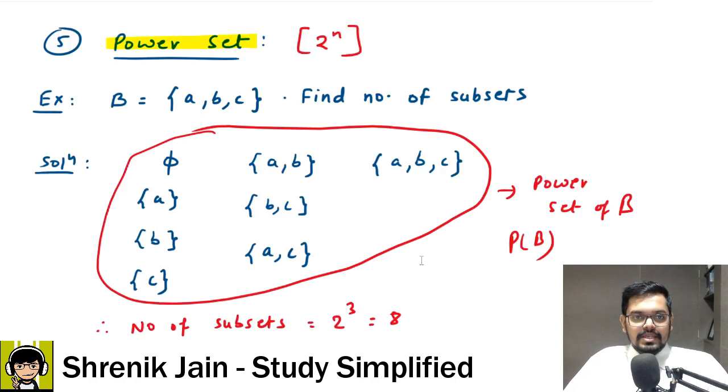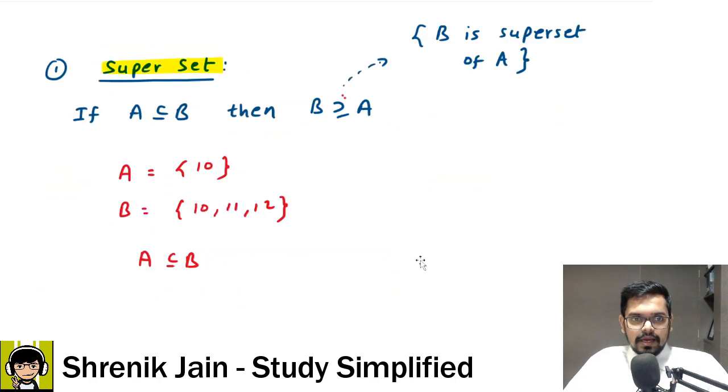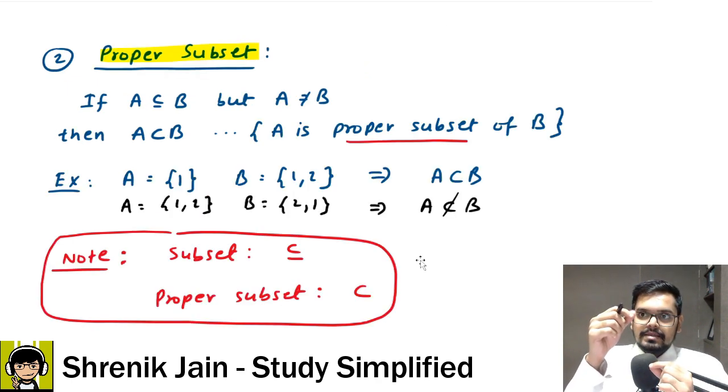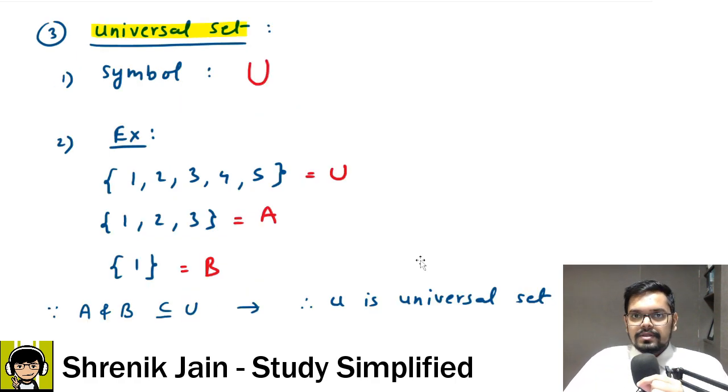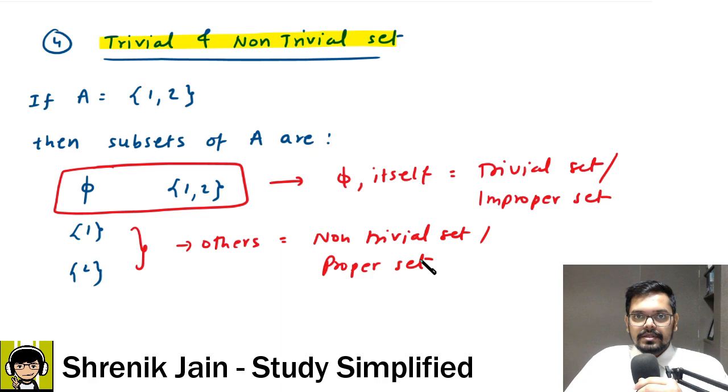Now it's turn for the examples, but before going to the examples, let me give you a recap. Superset, what is a superset? If A is a subset of B, B is a superset of A, right? Then what is a proper subset? If A is a subset of B and A and B are not the same, then only A is a proper subset of B. So important, A and B should not be the same. Universal set is universe, grandfather, God. Trivial and non-trivial set, in the subset domain, if you have null and the set itself, then trivial. Other sets are known as non-trivial. Okay, so trivial sets are improper sets, non-trivial is proper set.